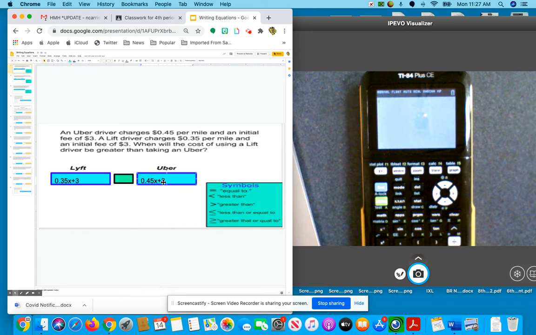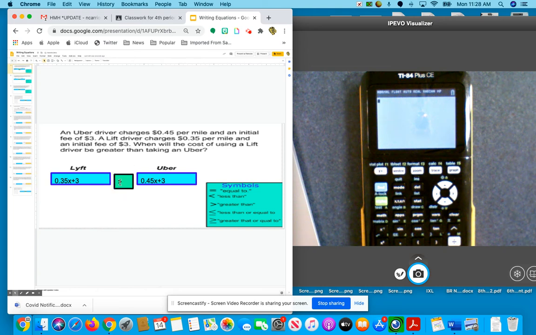And so now we need to figure out which symbol. And if you see, we have symbols here. Equal means the same or equal to, less than, greater than, less than or equal to, greater than or equal to. So it says when the cost of using Lyft driver, so this Lyft driver is greater than taking an Uber. And so we need the symbol here that looks like this. I guess I'm going to drag it down a little bit.